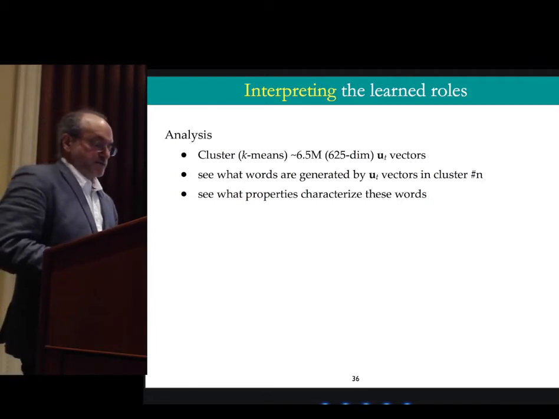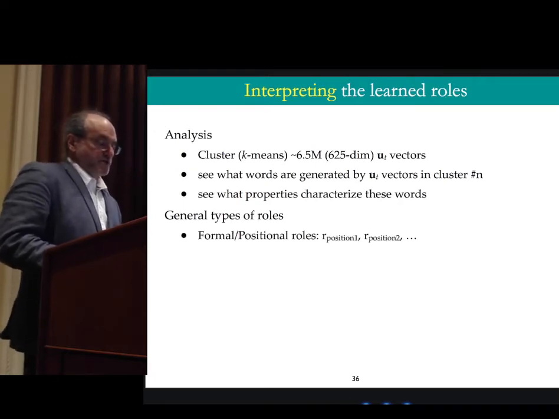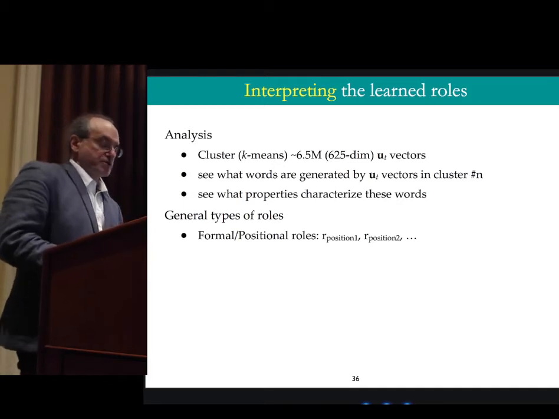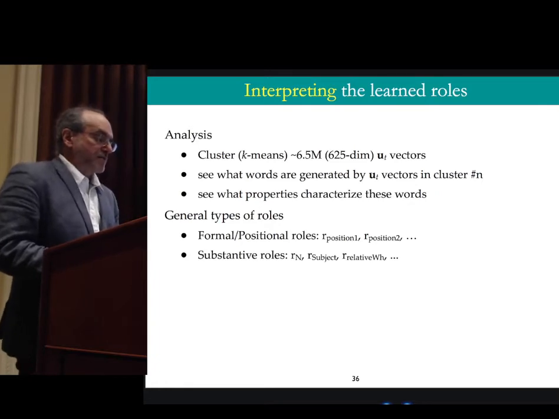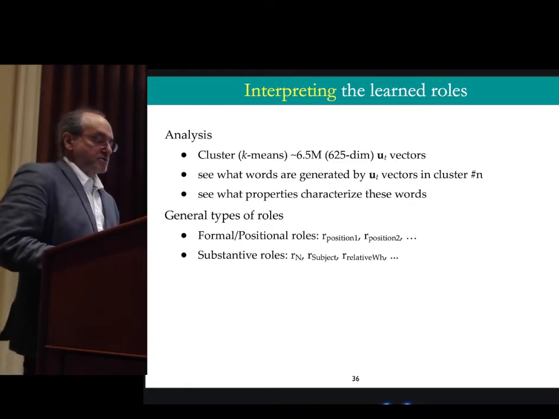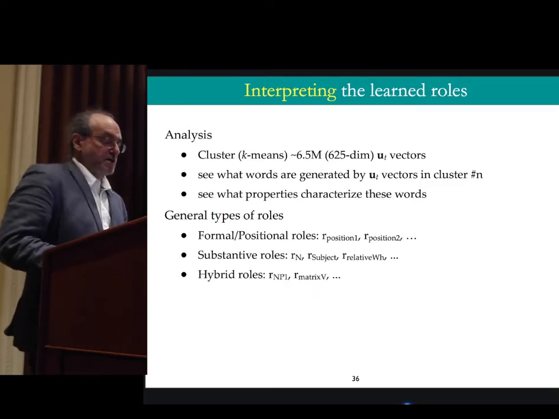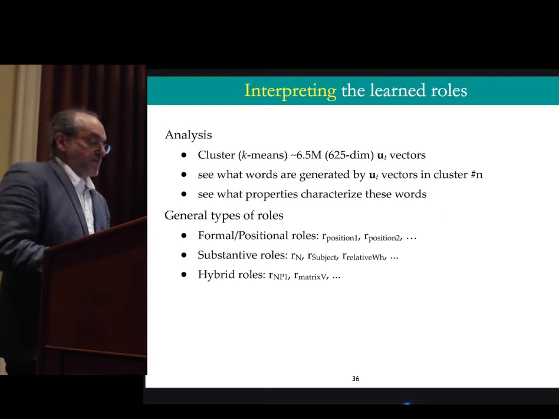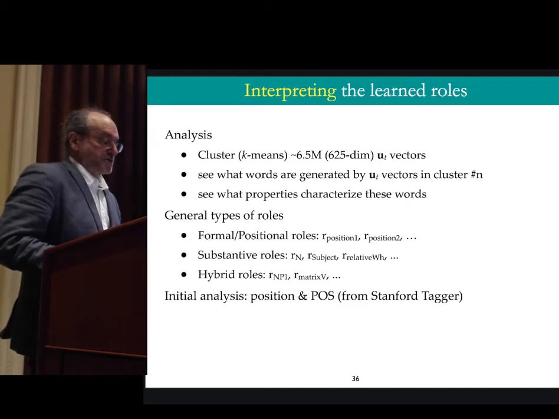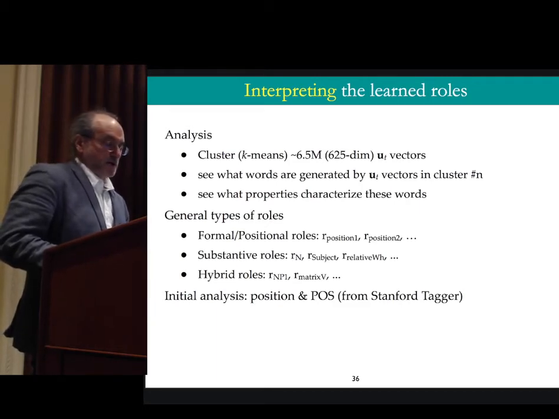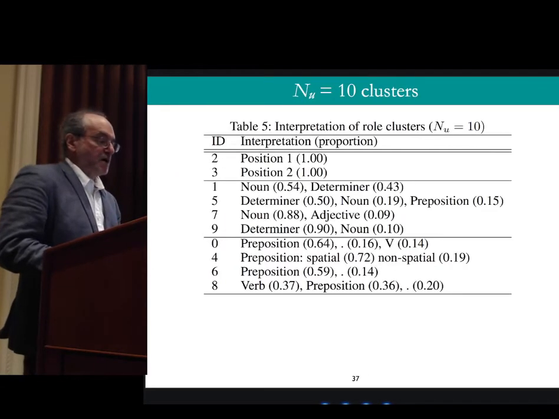To guide the interpretation, we considered several types of roles that might have been learned. There are positional or formal roles, like position 1 and position 2 in the caption. There are substantive roles, like role of being a noun or a subject or relative WH. There are hybrid roles like first NP or matrix verb. And for our initial analysis, we looked for position type roles and parts of speech type roles based on tags from the Stanford tagger.